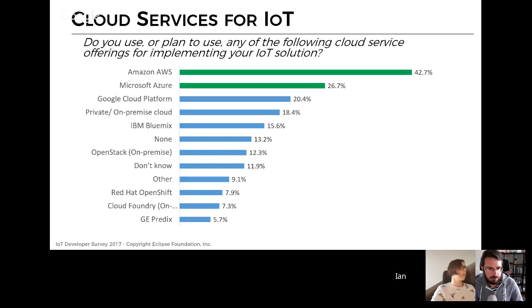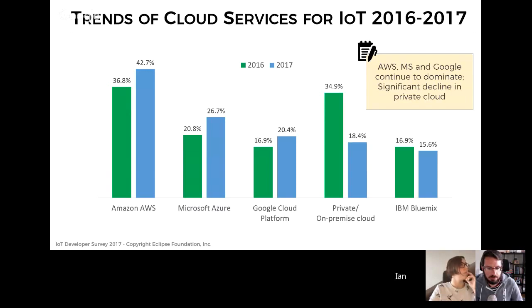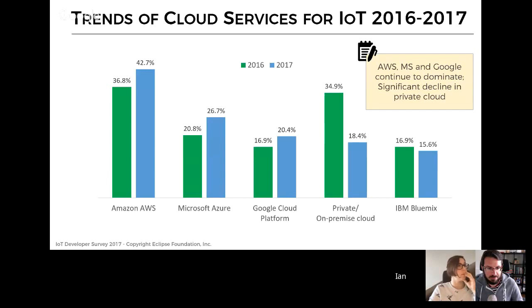Not a huge surprise here: AWS continues to dominate. That's an industry trend that is reconfirmed here, followed by Azure and Google's cloud platform. We've asked this for the last 3 years, and what I got out of this was that private on-premise went way down. Usually when I see that big of a drop over just 1 year, I get a bit suspect, so I'm not exactly sure why.